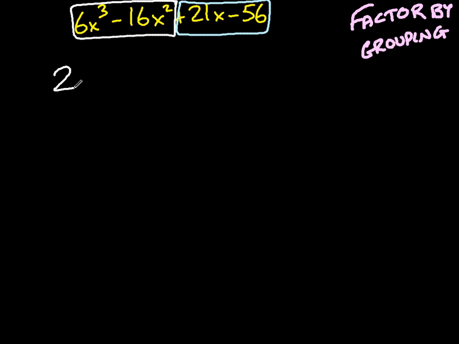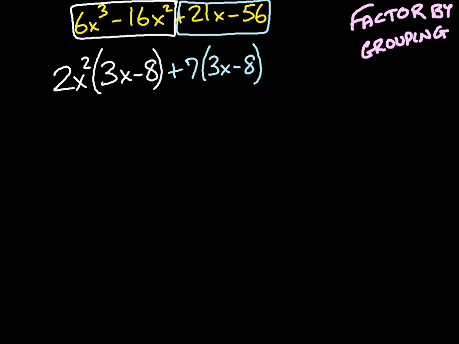Well, they have a 2 in common, and they have an x squared in common. When I pull that out, what am I left with? I'm left with a 3x and a minus 8. When I look at the second part, what can I pull out in the part in blue? I can pull out a 7, and that leaves me with a 3x minus 8.